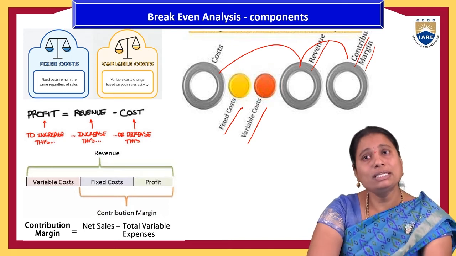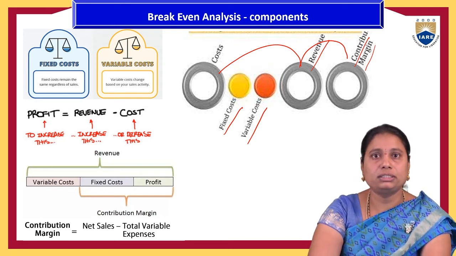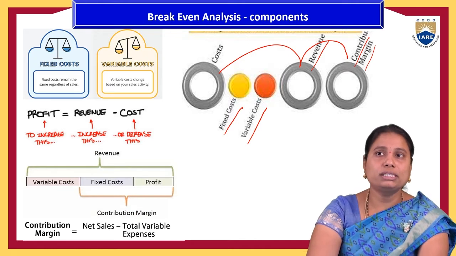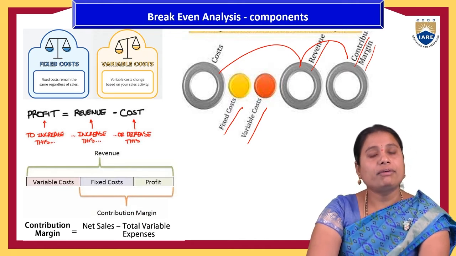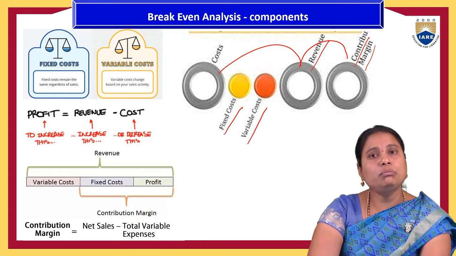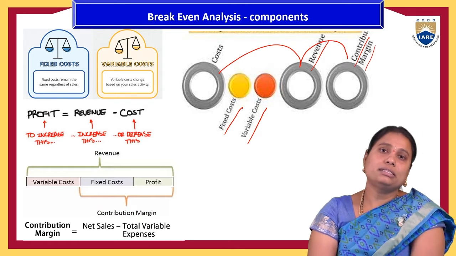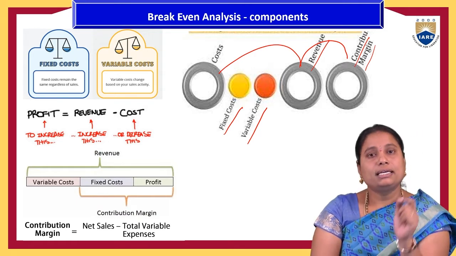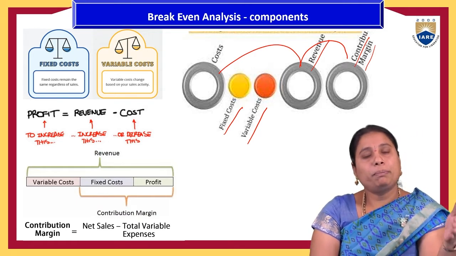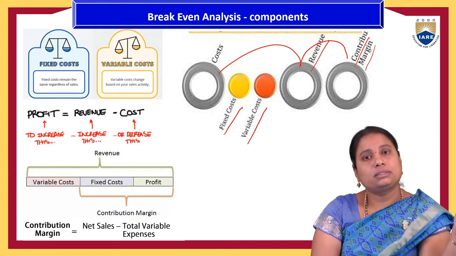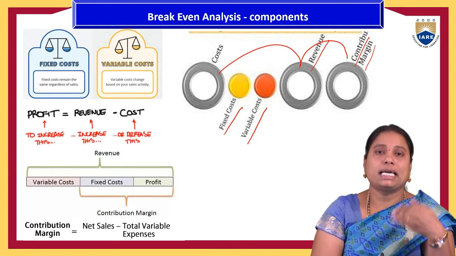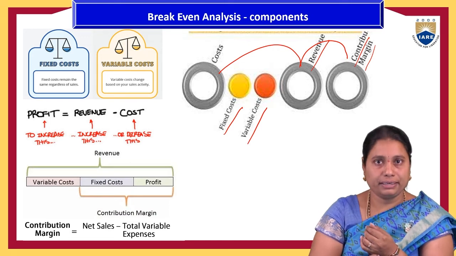Then, once he has understood the meaning of the cost, we have to understand what the revenue is. Revenue is the income generated from the products which they are selling. And in the break-even analysis, it is assumed that the same quantity of products that they produce is sold in the market.